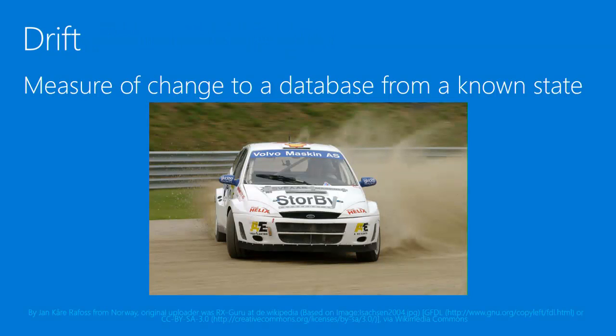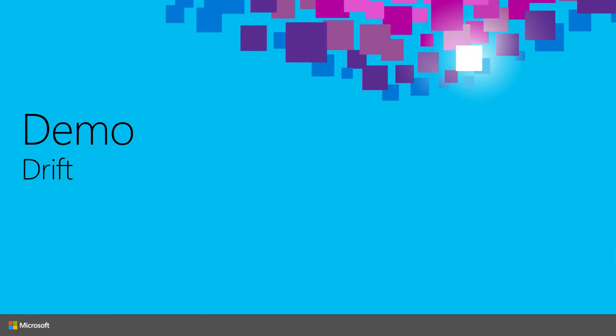Let's talk about drift. Drift is the measure of change to a database from a known state. We talked about how we want to deploy the same artifacts to each upstream environment. To do this safely, we need to know that the target environment is in a state that's able to accept that change. So let's have a look at drift.